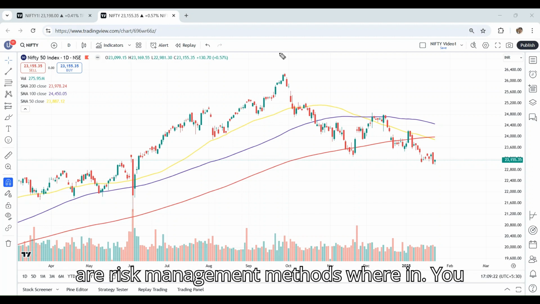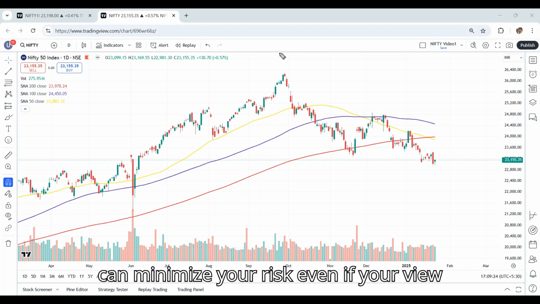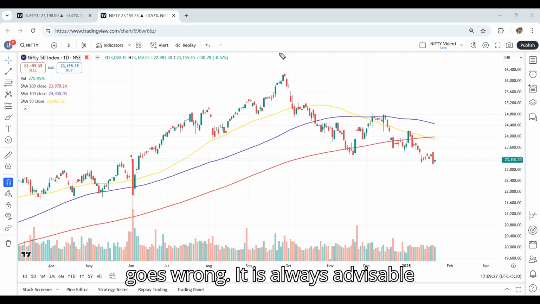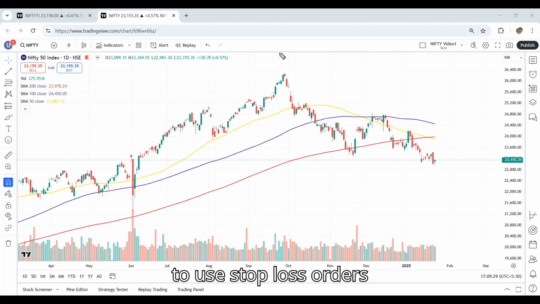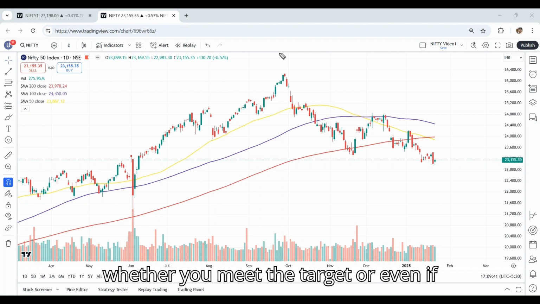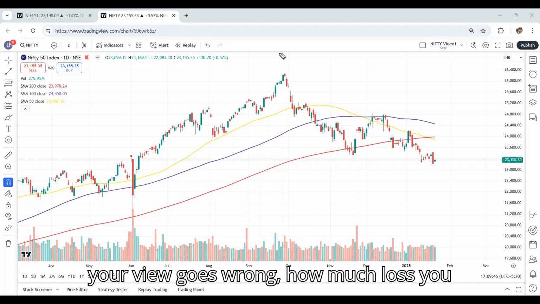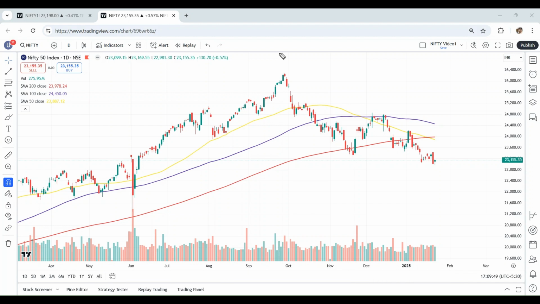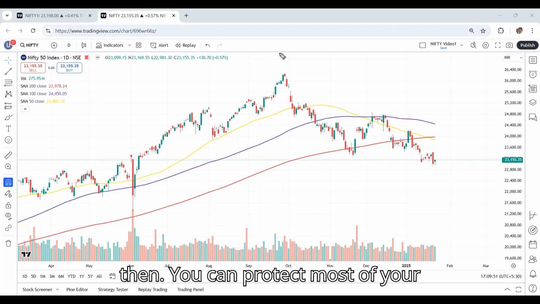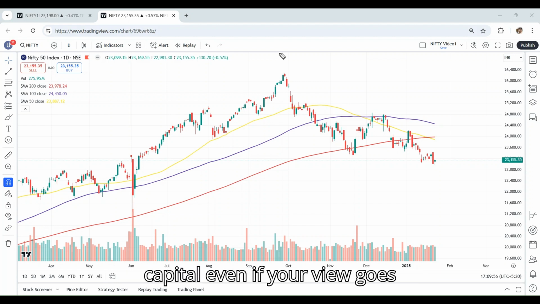There are risk management methods wherein you can minimize your risk even if your view goes wrong. It is always advisable to use stop loss orders to minimize losses. Before you enter a trade, make sure you decide when you want to exit, whether you meet the target or even if your view goes wrong, how much loss you are willing to take. Define that and then enter the trade. Then you can protect most of your capital even if your view goes wrong.